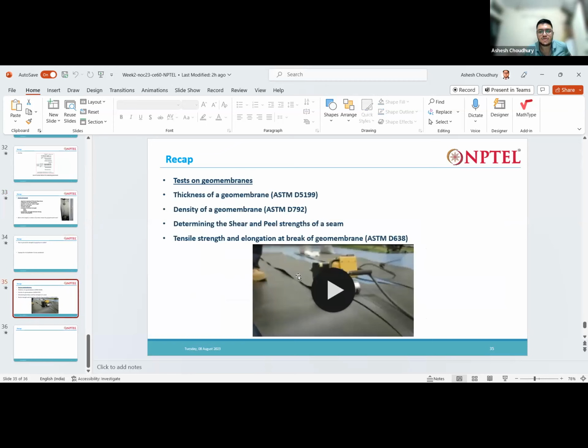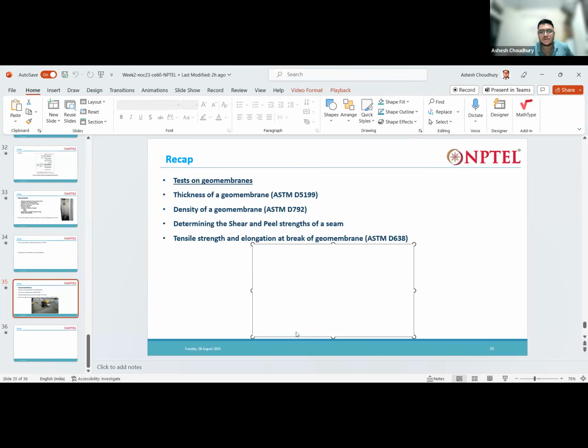And here there is a video showing how these geomembranes are joined. This is a proprietary company's method. This is one of the processes by which you can seam or join two geomembranes. This is done by heat. You heat it and apply pressure. So what happens? These geomembranes join together. So let us just see a bit.